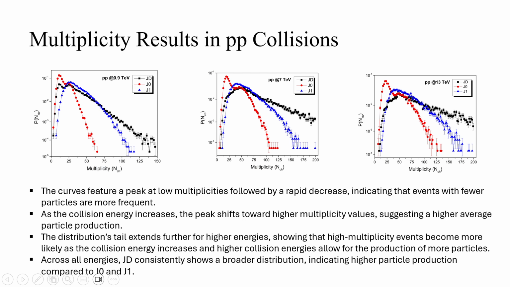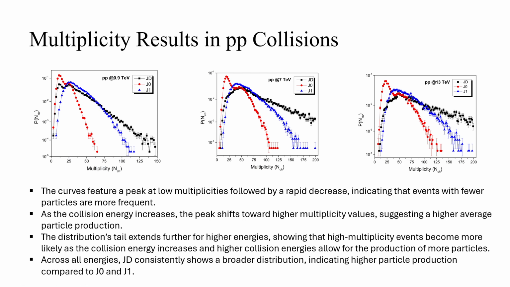So you can conclude that the curve features a peak at lower multiplicities, followed by a rapid decay as the multiplicity increases. What this indicates is that events with fewer particles are more frequent, because low multiplicity means fewer particles.